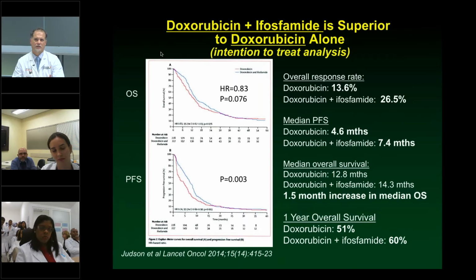And so the doxorubicin ifosfamide combination in this study was proven to be superior to single agent doxorubicin in terms of progression-free survival rates, in terms of response rates, and was also found to be superior in overall survival, although that was not statistically significant.